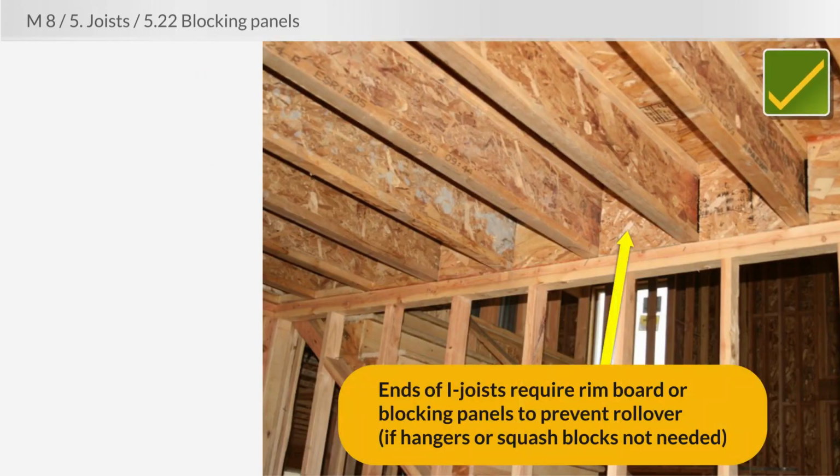Wherever the ends of an I-joist don't have to have a type of hanger because they're bearing on a wall or a beam, and where they don't need squash blocks because there's no heavy load above, well, in those situations, they should have rimboard or blocking panels just to resist the tendency of the thin I-joist from rolling or shifting from side to side. So, as you see here, this was done correctly.